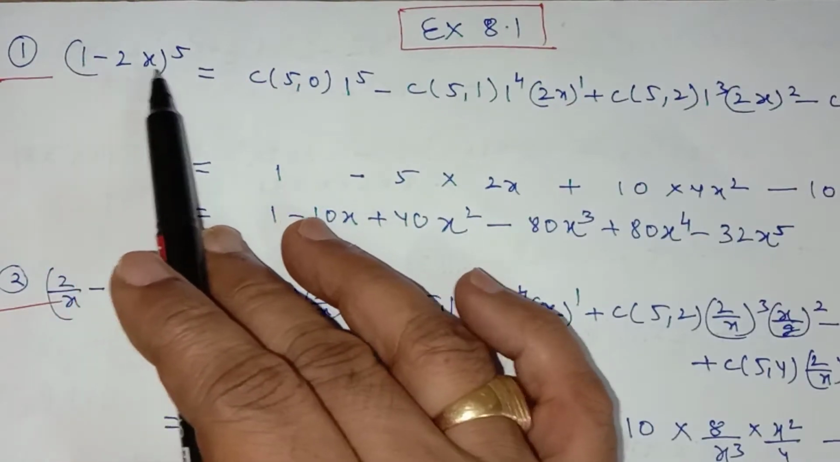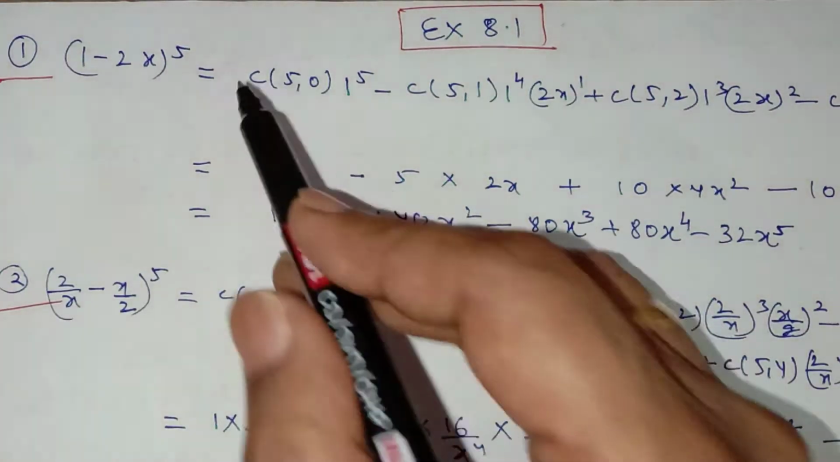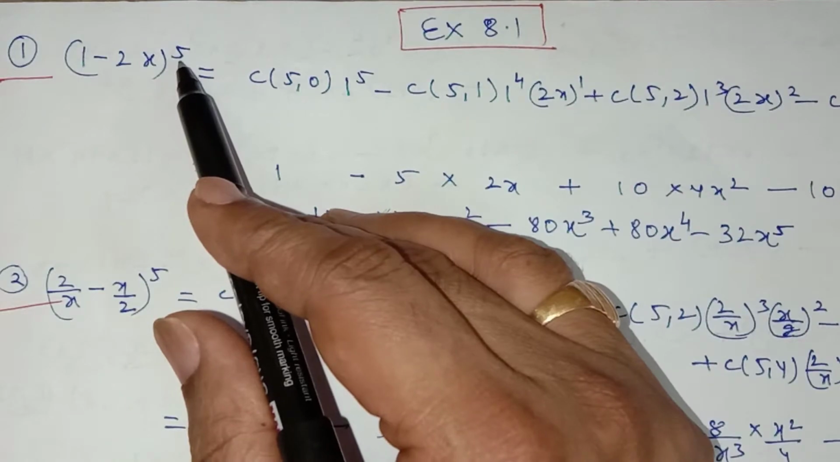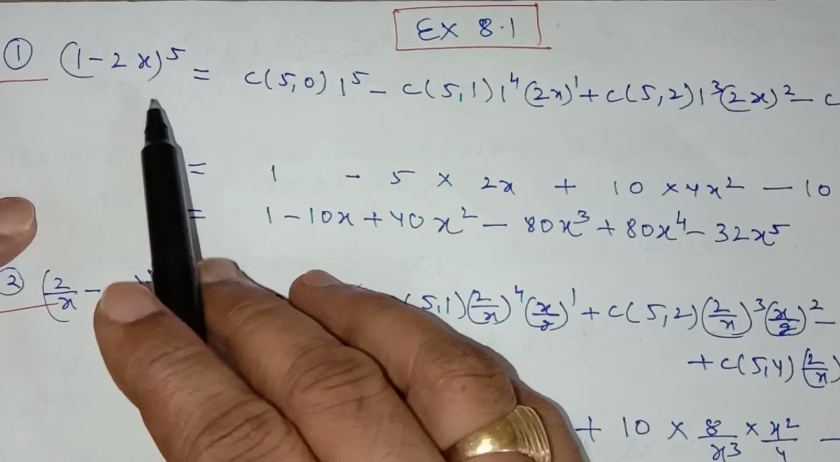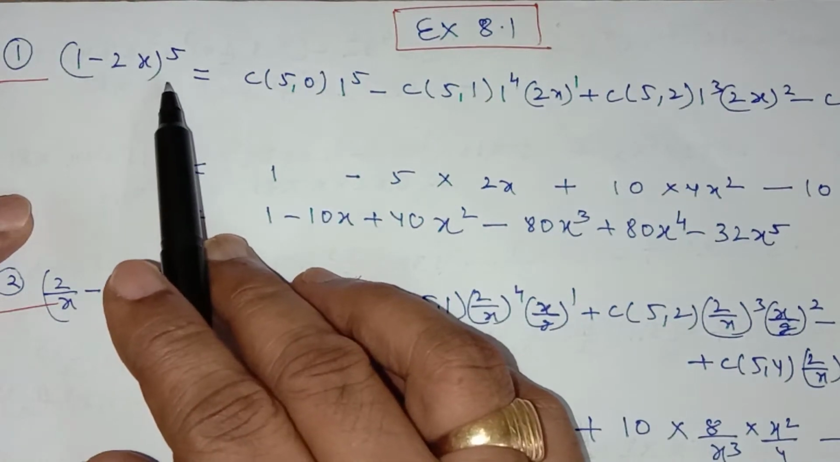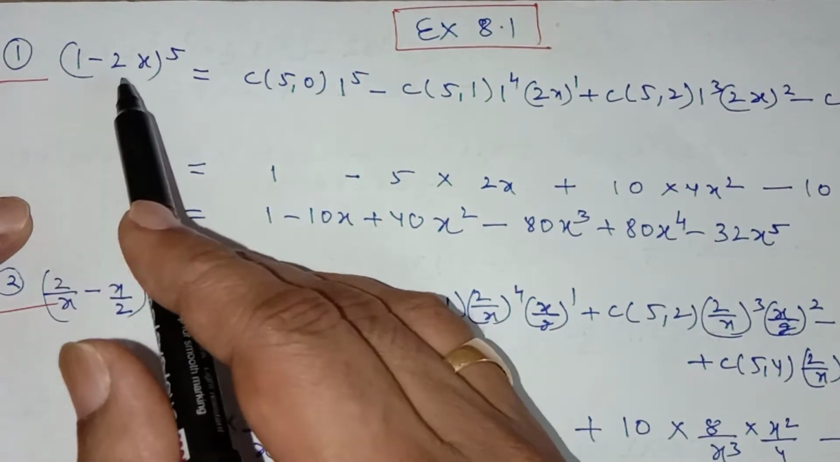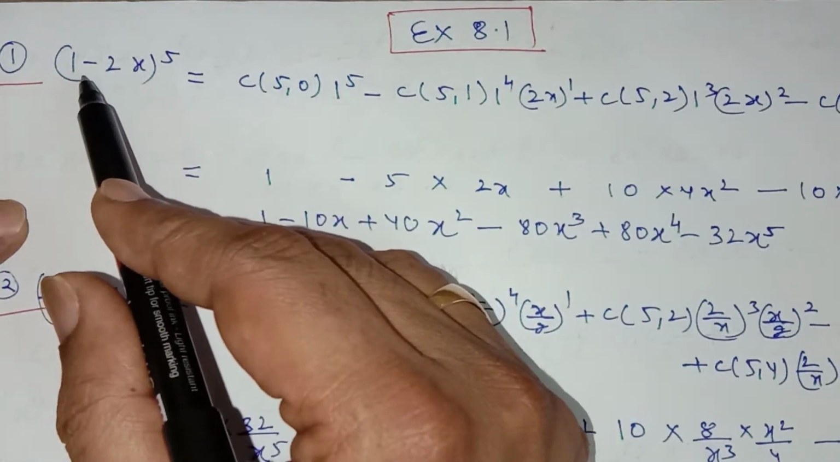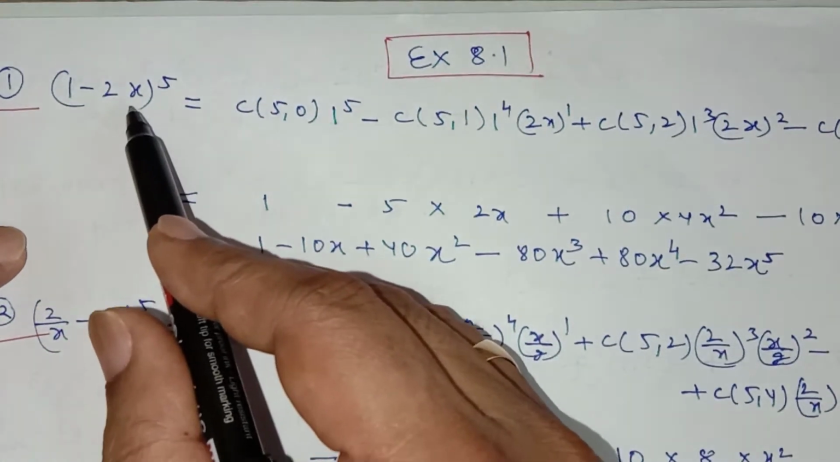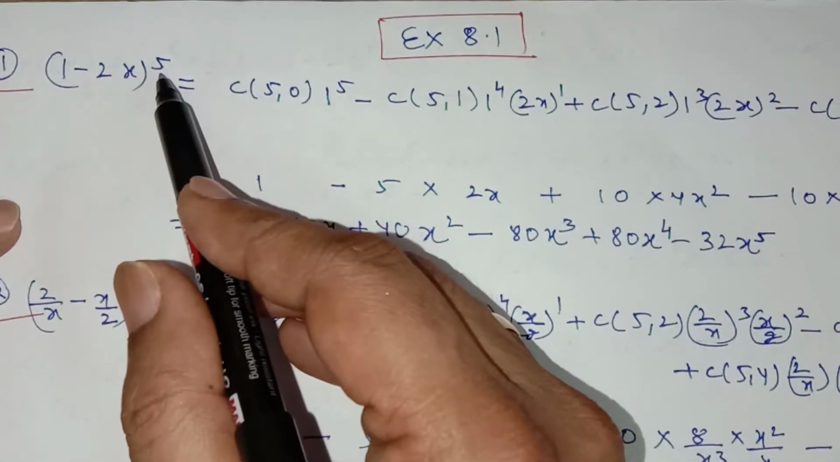that is (1 - 2x) raised to power 5. Because the power is 5, as we have discussed in the formula for the binomial expansion, the total number of terms we will obtain will be 6. Now, using the binomial formula, here we have a as 1, b as 2x, and n is 5.